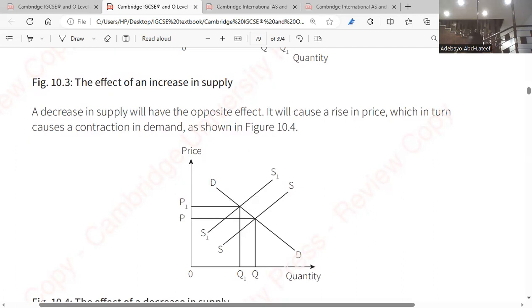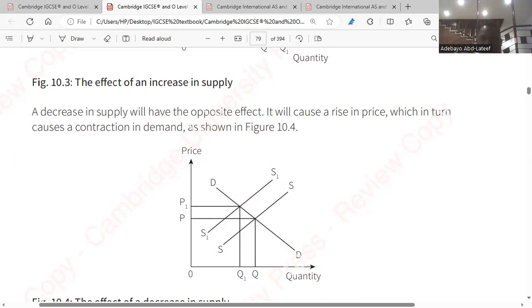Please look at the graph. When we increase price from P to P1, our supply has reduced from S to S1. So we have to increase the price. As soon as we increase the price, then what happens? The demand will increase. Before now, demand is decreasing and supply is decreasing. Because supply is decreasing, we need to increase the price so that we can increase the quantity supplied in the market.